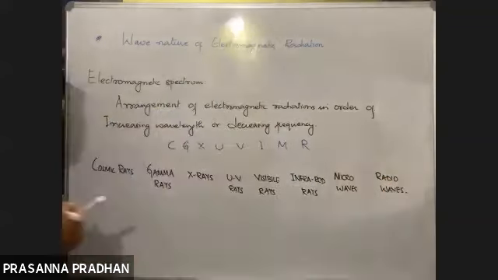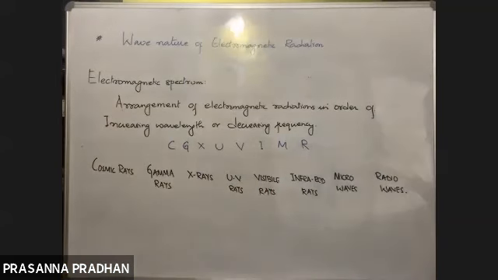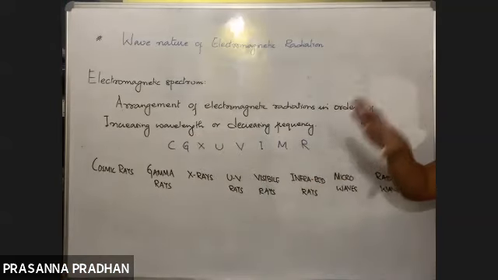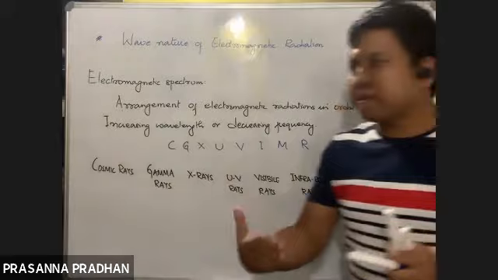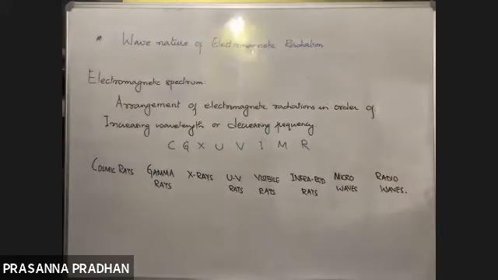Okay, so these are the types of electromagnetic radiation which surround us. These are known as the electromagnetic spectrum. Why? Because these rays are arranged in order of increasing wavelength.